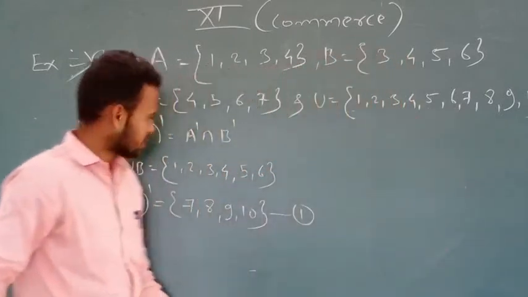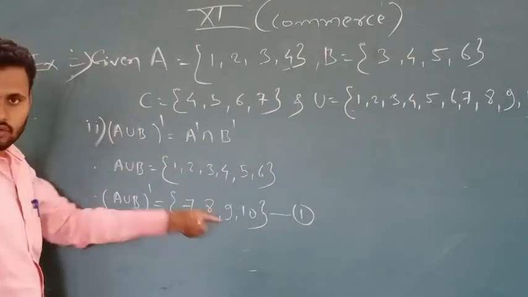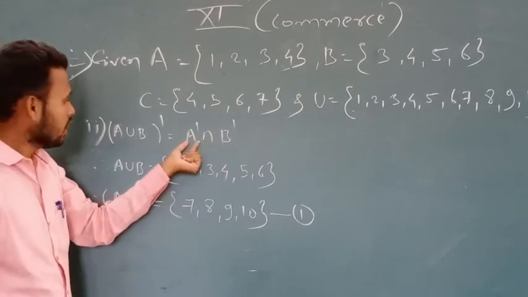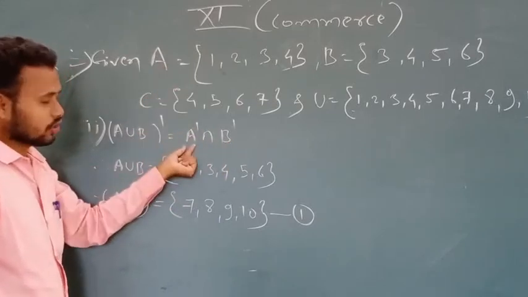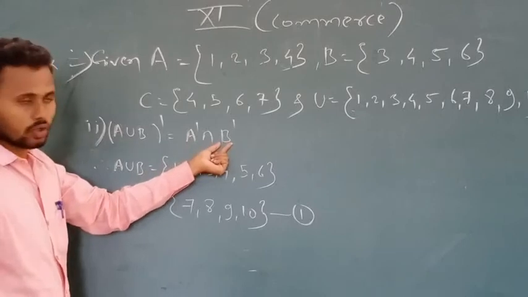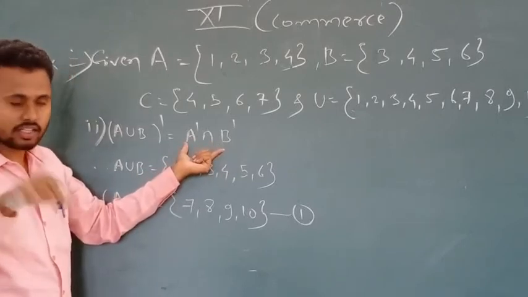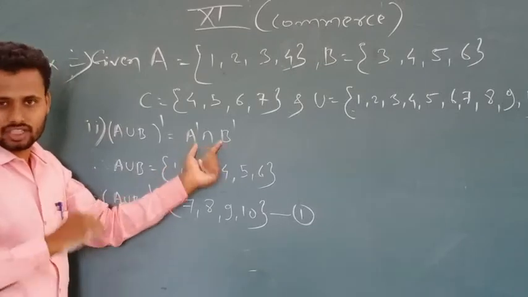Now RHS हे फाइंड आउट केलं, equation first. नाव A कॉम्प्लिमेंट इंटरसेक्शन विथ B कॉम्प्लिमेंट हे फाइंड आउट करावं लागेल. तर A कॉम्प्लिमेंट, A आहे, A कॉम्प्लिमेंट फाइंड आउट करावं लागेल. B आहे, B कॉम्प्लिमेंट फाइंड आउट करावं लागेल. A कॉम्प्लिमेंट, B कॉम्प्लिमेंट दोन सेट फाइंड आउट केल्यानंतर just take the intersection between these two sets.